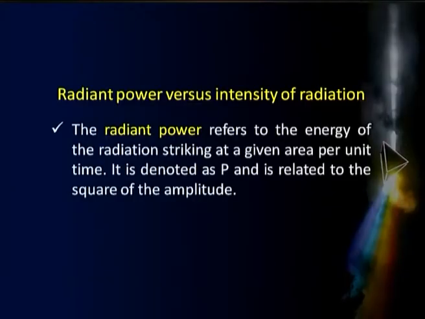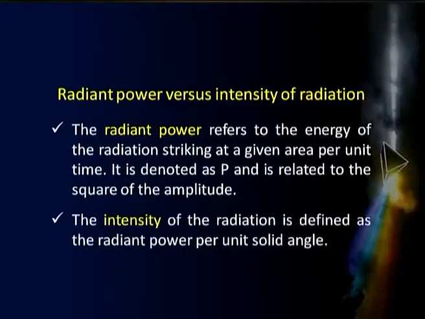I am using two terms here, one is radiant power and second is the intensity of radiation. Let us try to differentiate between the two, because they are very, very important terms for us. The radiant power refers to the energy of radiation striking a given area per unit time. Suppose I am looking at this area, radiation is striking on this area per unit time. What is the rate at which it is striking here? That is the radiant power, and this is measured in terms of the square of the amplitude. Higher the amplitude, the square of that will be still higher, so that will be the power.